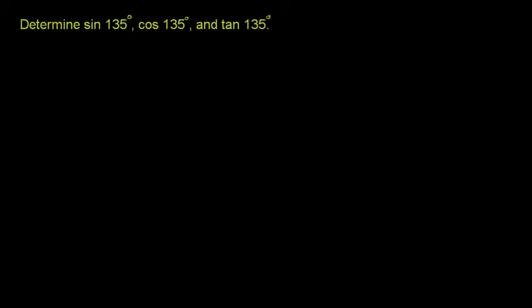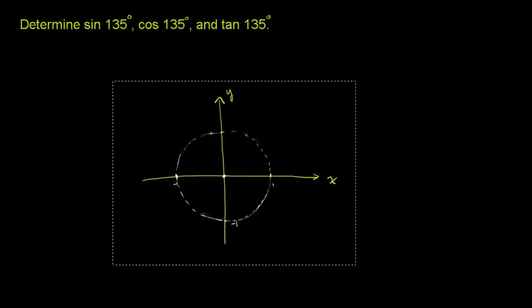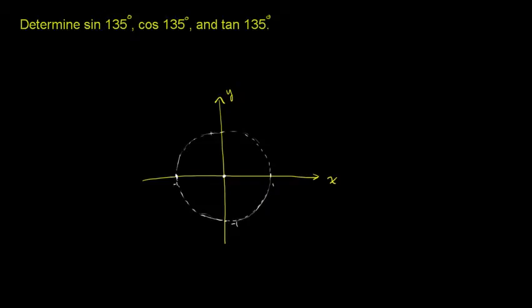To do that, let me draw some axes, and I'll also put a unit circle on that axis. That's about as good as I can hand draw a unit circle. Let me mark it up a little bit neater. This is when x is equal to 1. This is when y is equal to 1. This is when x is equal to -1, and this is when y is equal to -1.